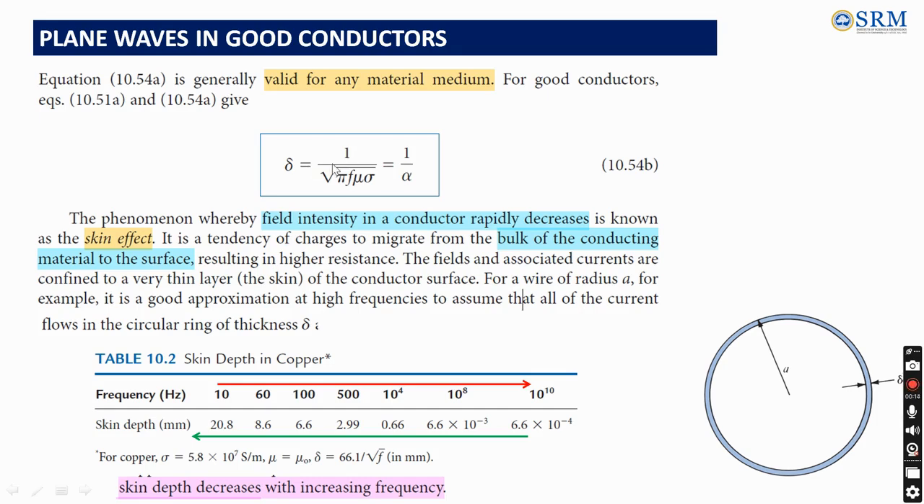Delta is equal to 1 divided by root of frequency, right? As the frequency increases, the skin depth decreases. So this is an important point to note. Because of the skin effect, we will see about the skin resistance and AC resistance in the next session.